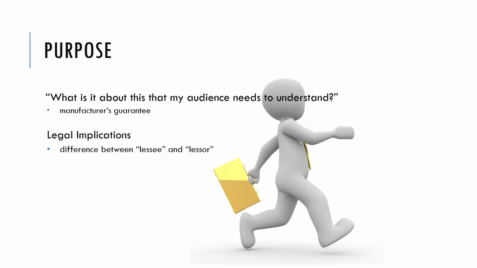There are also legal implications, so many of the documents that are put out by companies do have legal implications, even when they're not totally legal documents. An example of one of these is an apartment lease agreement. And in this agreement, you'll find terms like lessee and lessor. Those are not commonly used by people in everyday life, so it's important that that lease agreement explains what those mean.